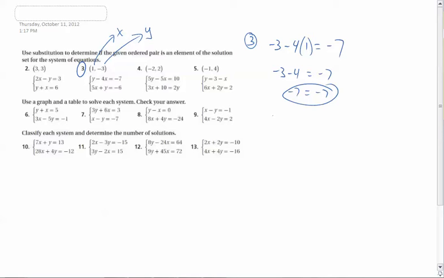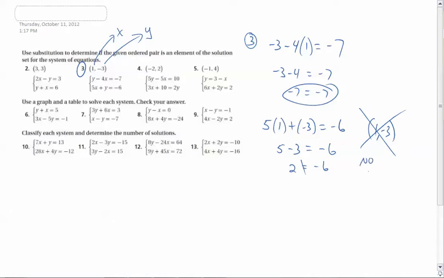And then I go to the next equation and I write 5 times 1 plus -3 equals -6. 5 minus 3 is 2 equals -6. This is not true, so the point 1 comma -3 does not work. It is not an element of the solution.